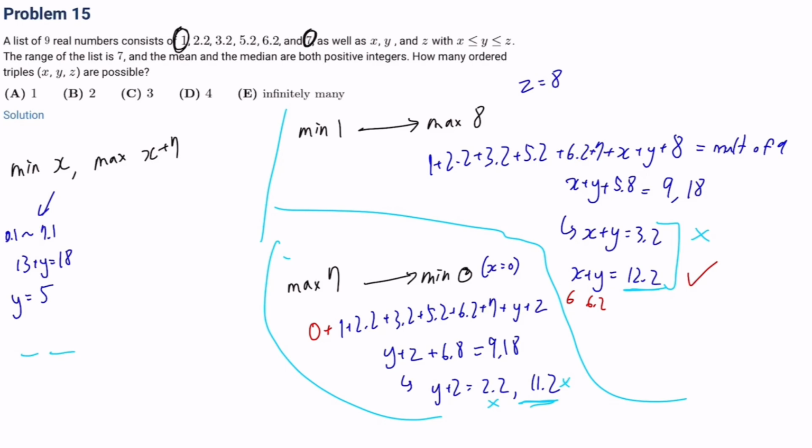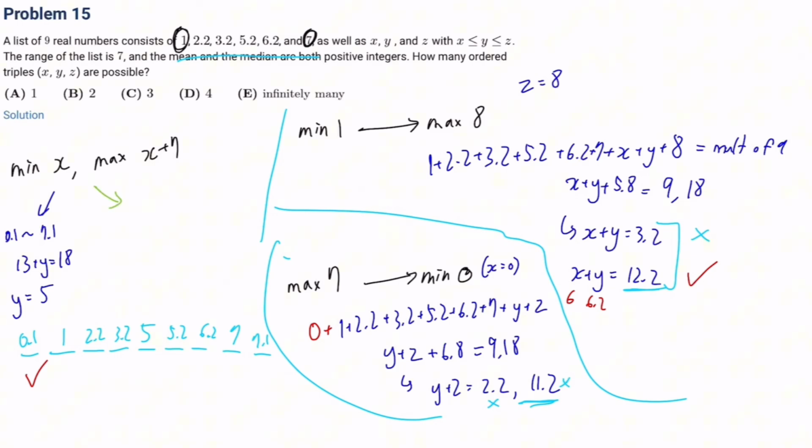We have the 9 places, 4, 5, 6, 7, 8, 9. And we have 0.1 to 7.1, and we have 5 smack dab in the middle. Let's see if these fit. 1, 2.2, 3.2, 5.2, 6.2, and 7. Yes, they fit very well. So this is another solution.